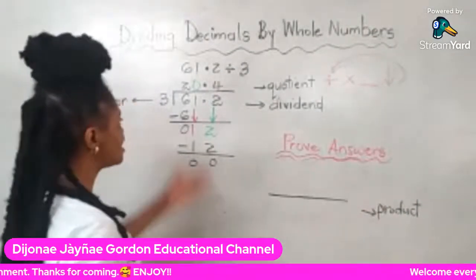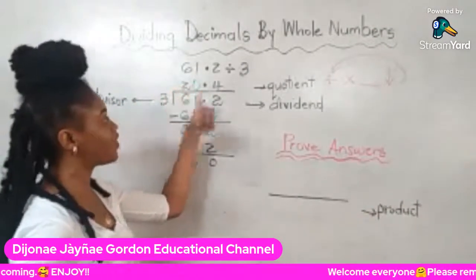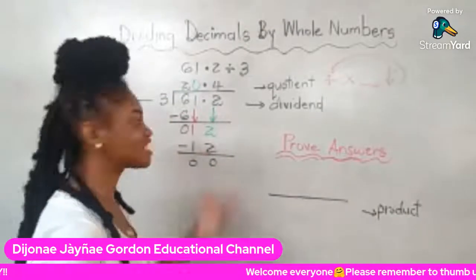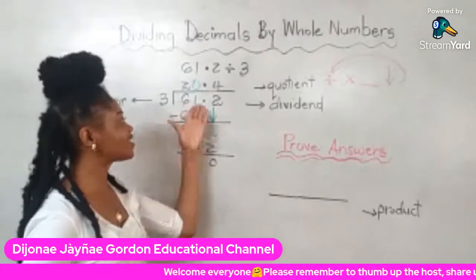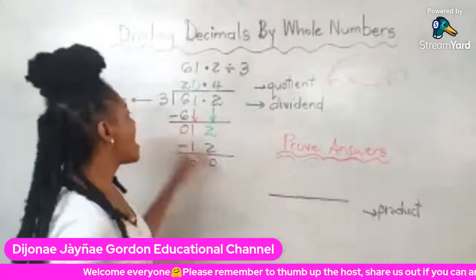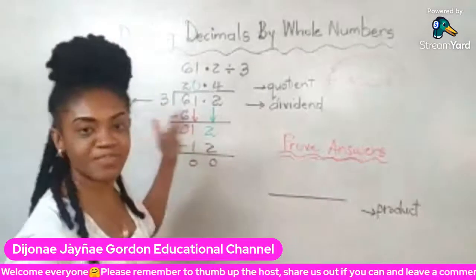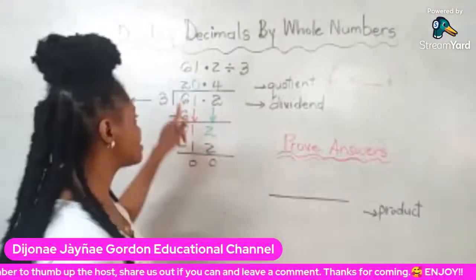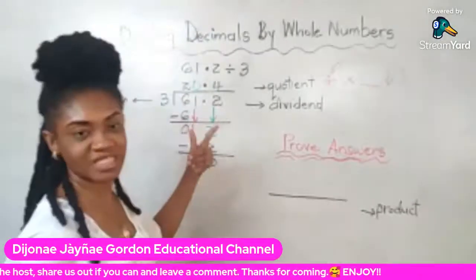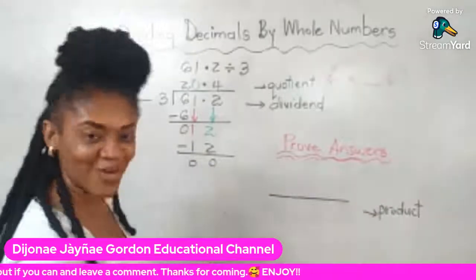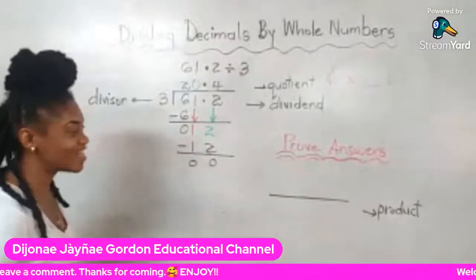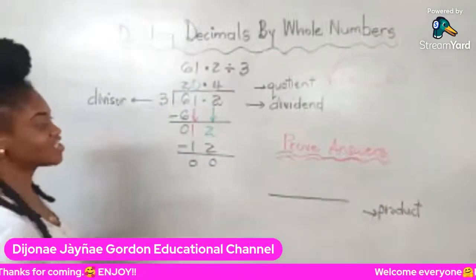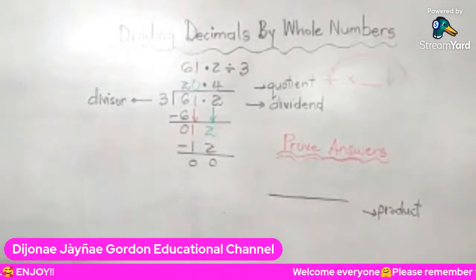And each person will receive 20.4. If it was sweeties, if you had 61.2 sweeties and you are dividing it by 3 persons, each person will receive 20.4. Great going, guys. Let's check to see if we are correct.